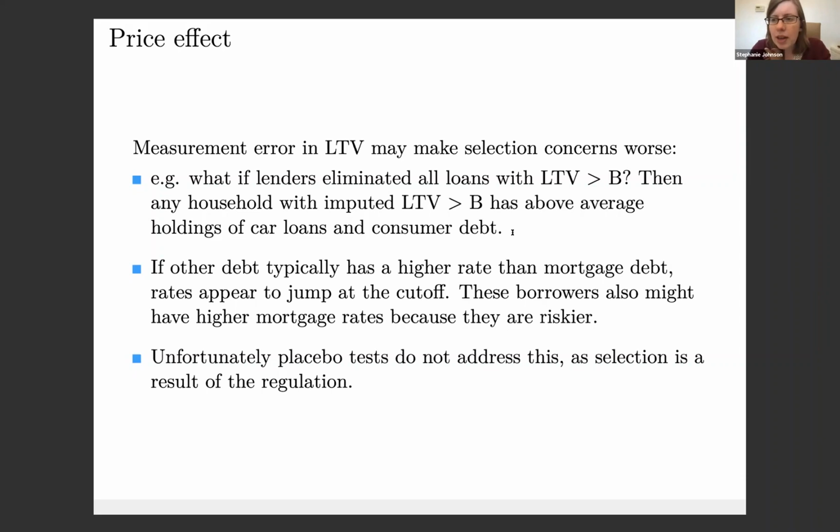Regarding the price effect, I think there are maybe some selection concerns coming from the measurement error in the LTV. For instance, if lenders hypothetically eliminated all loans above this soft cutoff, then any household that has an imputed LTV left above the cutoff must have above average holdings of unsecured debt, according to the way you impute LTV. And so we'd expect that debt would have a higher interest rate than mortgage debt, and so rates would appear to jump at the cutoff.